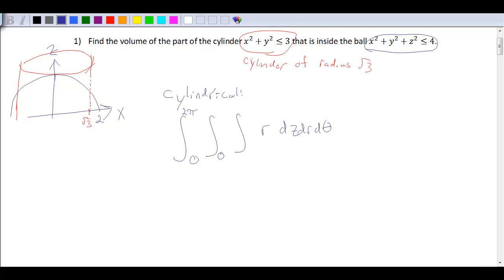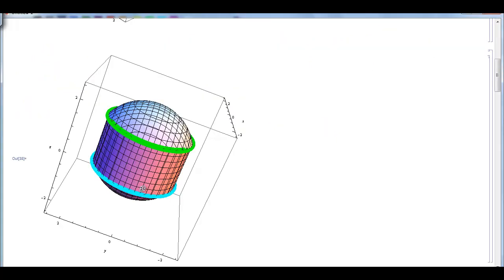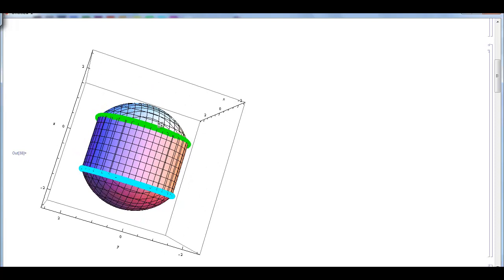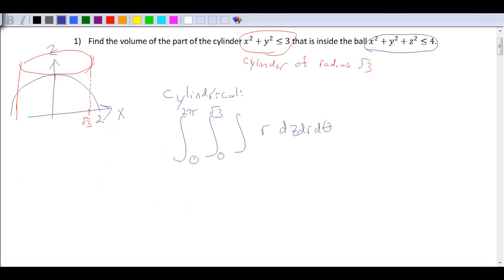R is going to go from 0 to square root of 3. So that cylinder has radius square root of 3. Now z goes from the bottom of the sphere to the top of the sphere. And so I want to write the sphere equation in terms of r and theta. That sphere equation is x squared plus y squared plus z squared equals 4.